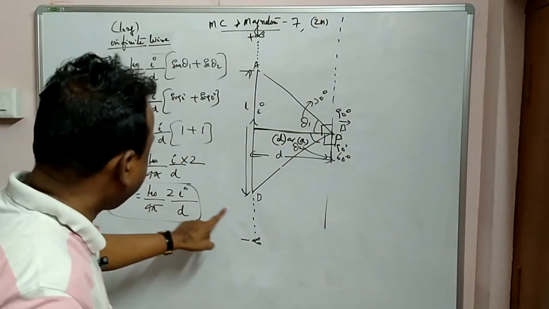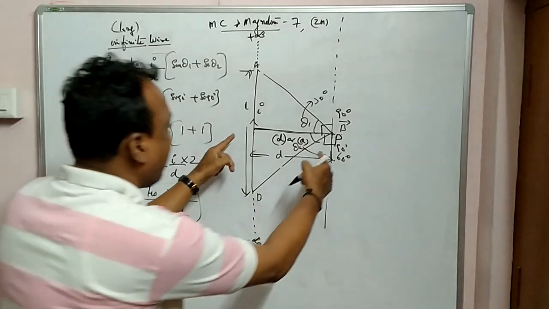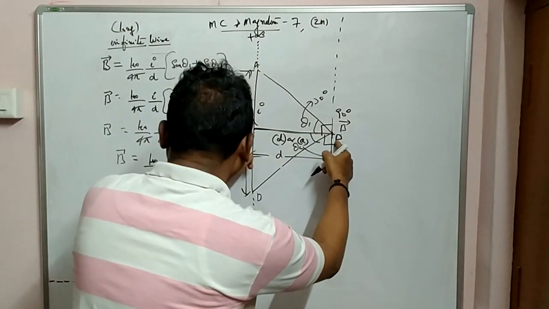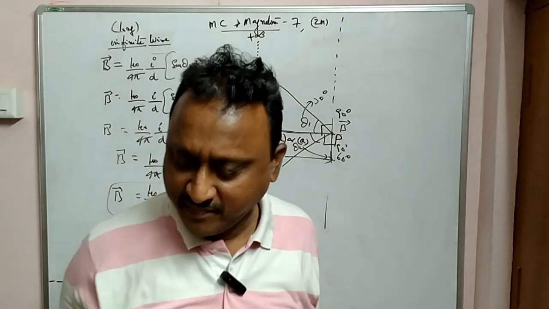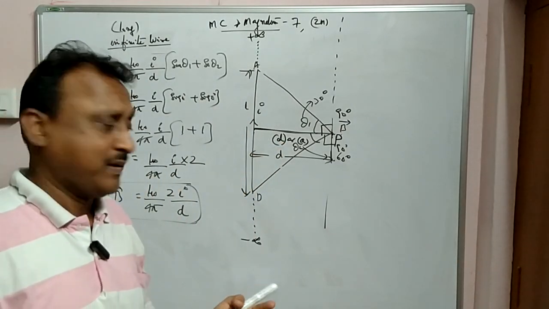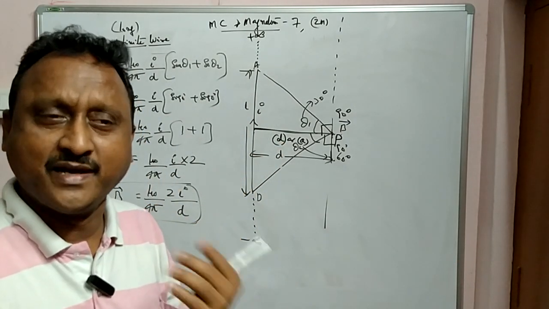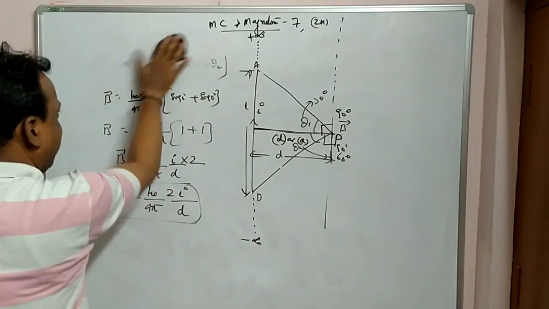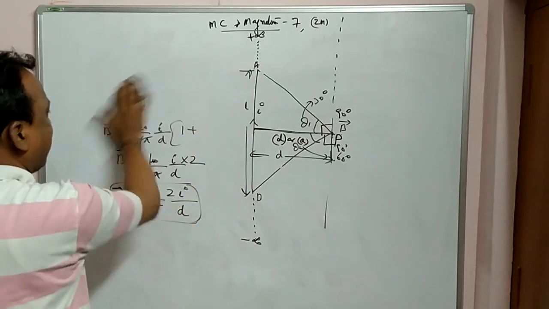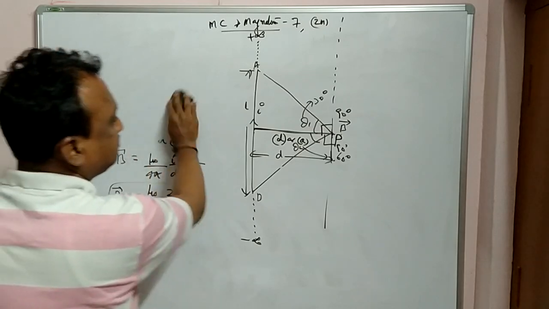Okay, I is the current passing, D or A or R is the perpendicular distance between the point P and the wire, and mu naught by 4 pi is constant. 4 pi value మీకు అలాగా తెలుసు, mu naught value is 4 pi into 10 power minus 7 Henry per meter. Clear? So this is regarding the infinitely long wire.